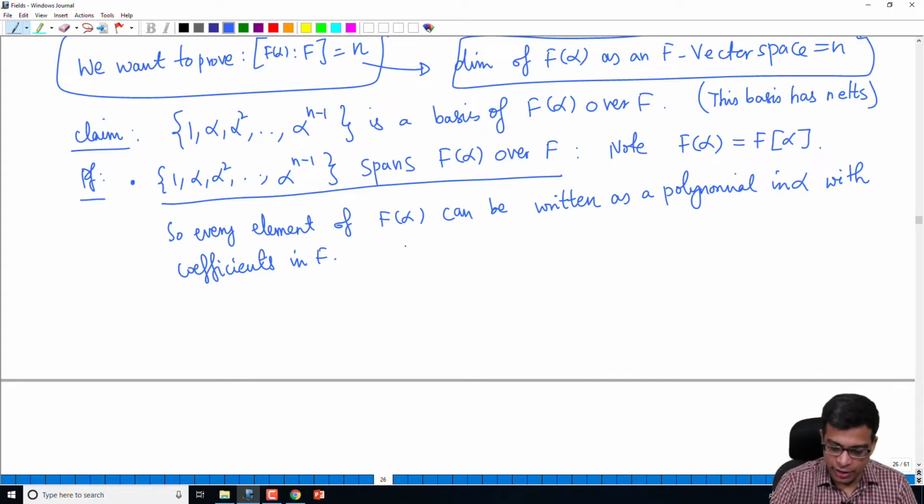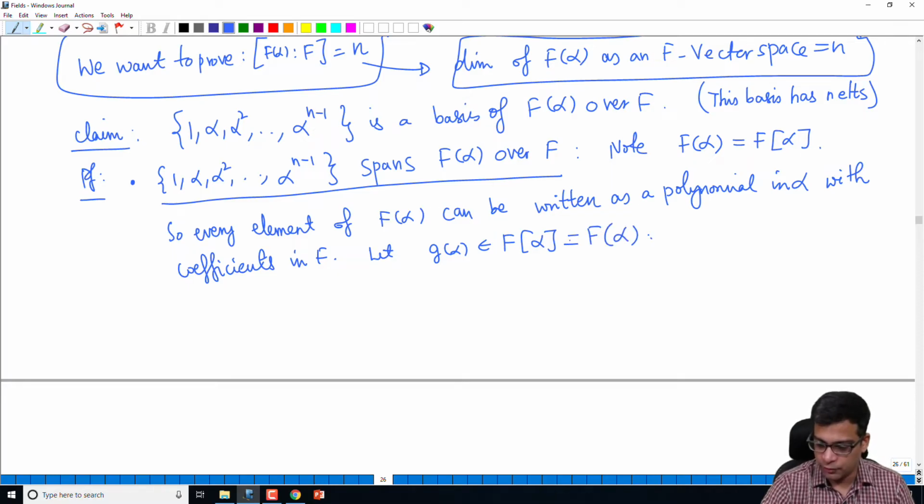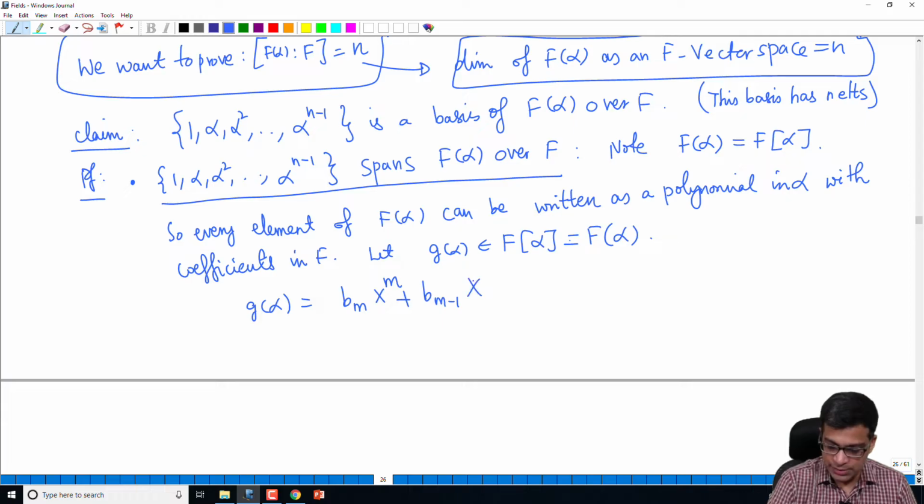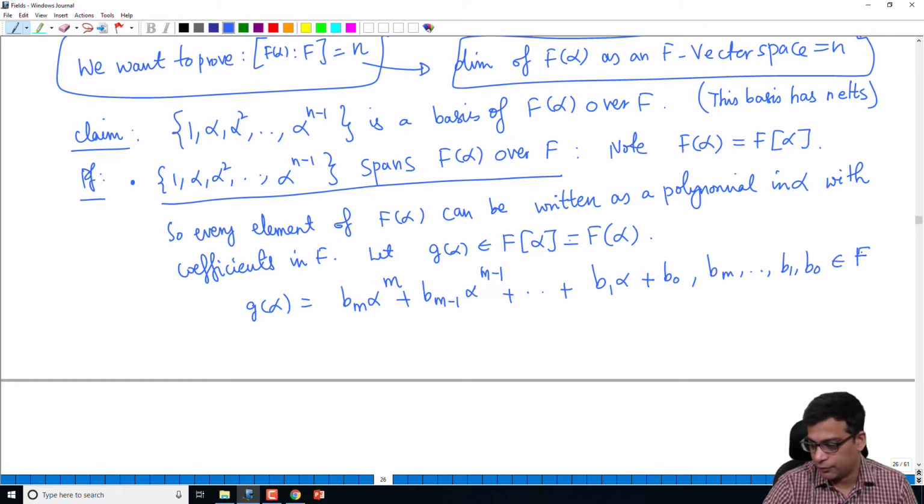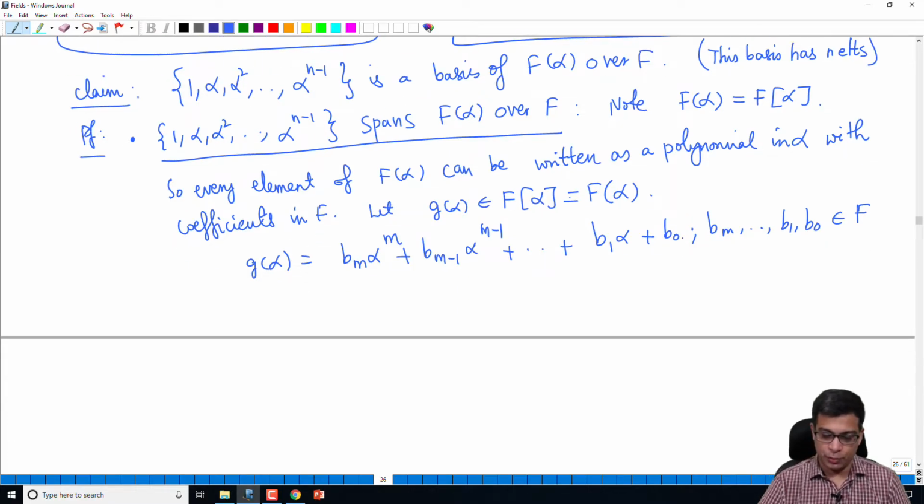So let us take an arbitrary element of F(alpha). Let's say g(alpha) be an element of F(alpha), which I keep reminding you is the same as F[alpha]. So g(alpha) can be written as b_m x^m + b_{m-1} x^{m-1} + ... + b_1 x + b_0, after evaluating at alpha, so it should be b_m alpha^m + ... + b_1 alpha + b_0, where b_m, ..., b_1, b_0 are all in F. This is the important point.